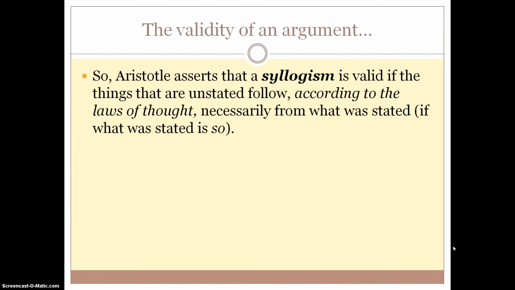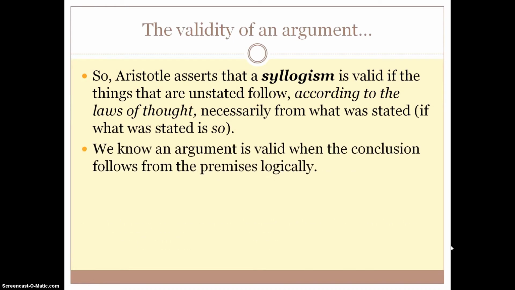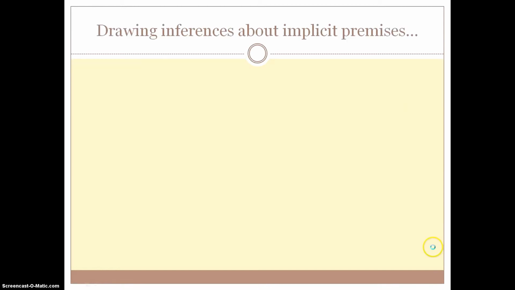So let's talk about the validity of an argument then. Aristotle asserts that a syllogism is valid if the things that are unstated follow according to the laws of thought necessarily from what was stated, if what was stated is so. All right, so we're going to break this apart. We know that an argument is valid when the conclusion follows from the premises logically. Whether or not it's true is another question. So we have this difference between validity and truth as far as argumentation is concerned.